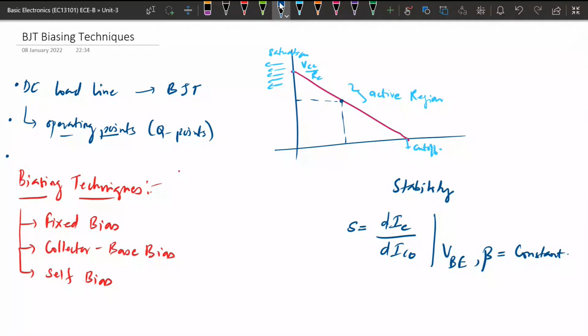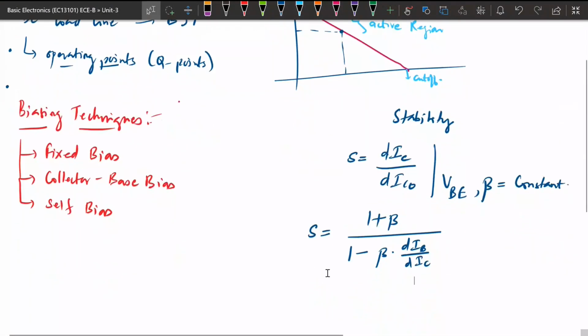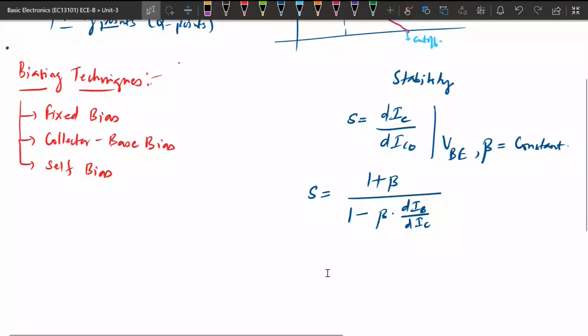So this variation is basically defined as the term S, that is the stability factor. Okay, so in case of the common emitter case, we have defined the stability factor as 1 plus beta divided by 1 minus beta times del IB by del IC. So this was the formula that we have defined in case of the common emitter case.